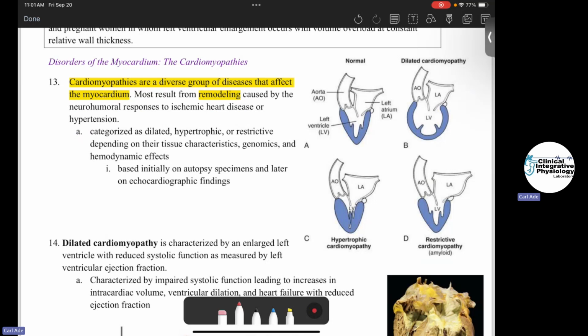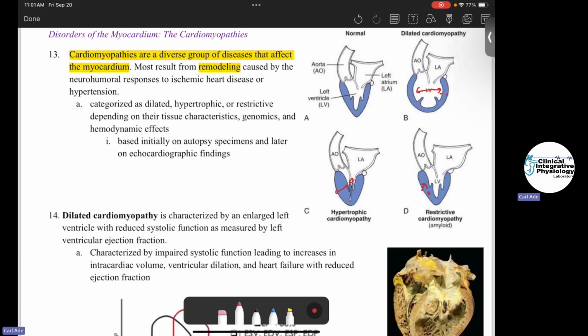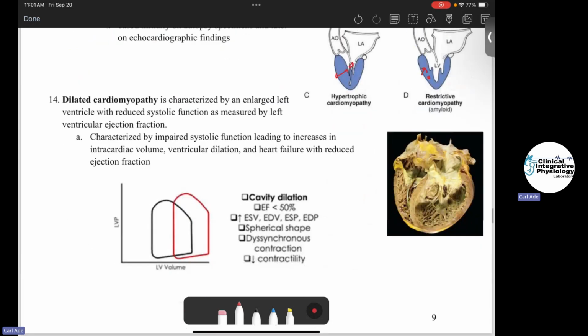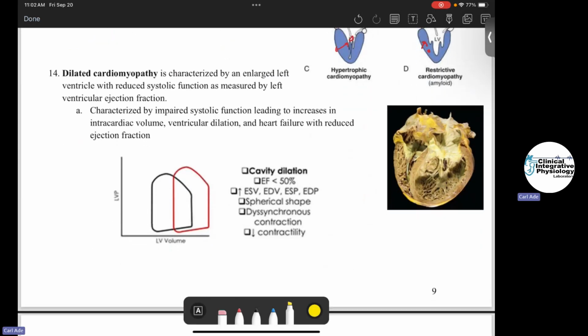Here's normal, dilated, thin walls, big chamber, hypertrophic, very thick walls with a small chamber, and restrictive looks normal, but the characteristics inside the cells, or inside of the wall, are dramatic. You see this was like amyloidosis. So let's just talk about a couple of these and relate them back to some of the concepts we talked about for the last few weeks.